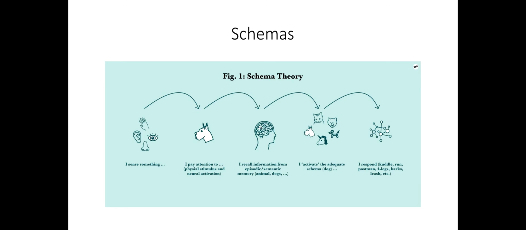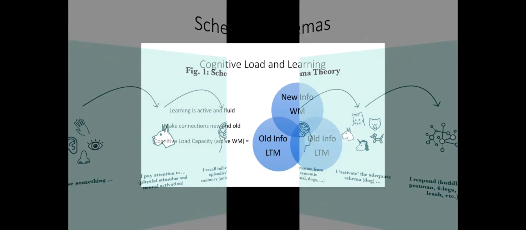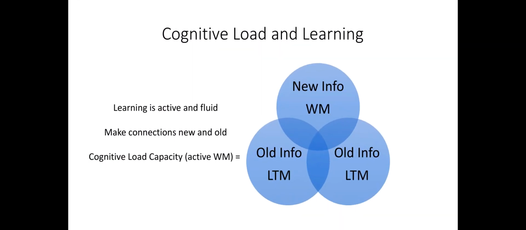And this is exactly how we learn. We learn about linking information from our short-term memory to our long-term memory. So essentially, how we present this new information is absolutely essential. So learning is active and fluid. Essentially, what we are doing is making connections between new information coming in and old information we already have in our long-term memory.